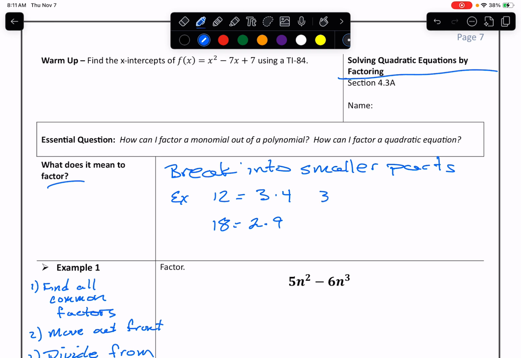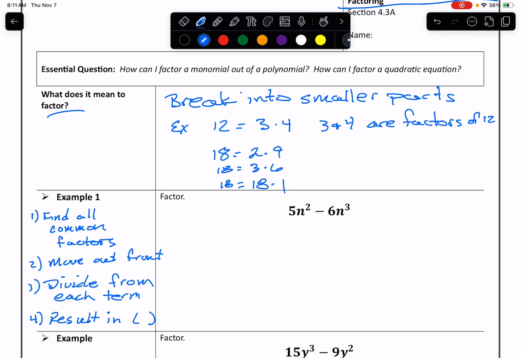3 and 4 are factors of 12. 18 is 2 times 9, so 2 and 9 are factors of 18. 3 times 6 are factors of 18. 2 times 9 is 18. 3 times 6 is 18. And 18 equals 18 times 1. Okay, so those are all factors of 18.